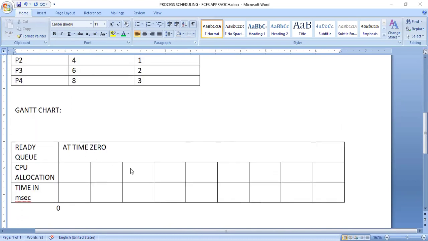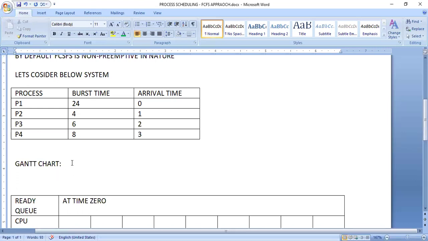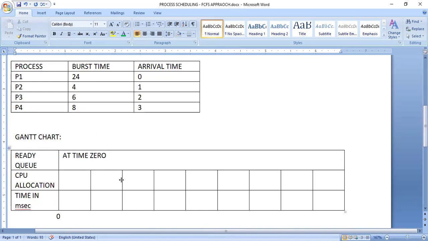So now we start to write the Gantt chart. At time 0, process P1 will enter the system. Then P1 will be selected for execution. Checking the table, the time required for P1 to complete the execution is 24 milliseconds. Since it is non-preemptive, process 1 completes the execution by getting 24 milliseconds. Now the time becomes 24. At this 24 milliseconds, all the processes have arrived and are ready for execution.